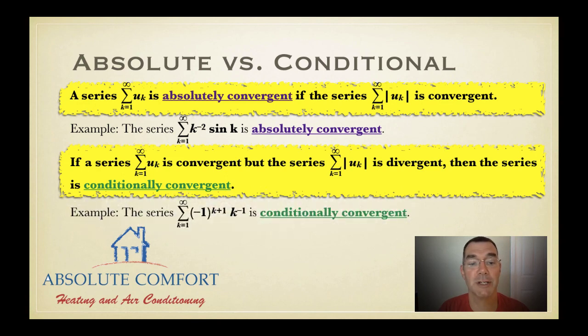So for example, the series (-1)^(k+1) times k^(-1) is conditionally convergent, because the series itself is convergent, but if I take the absolute value of all of those terms, that negative 1 thing goes away, and I just end up with k^(-1). That's not convergent, that is divergent. So this series is conditionally convergent.